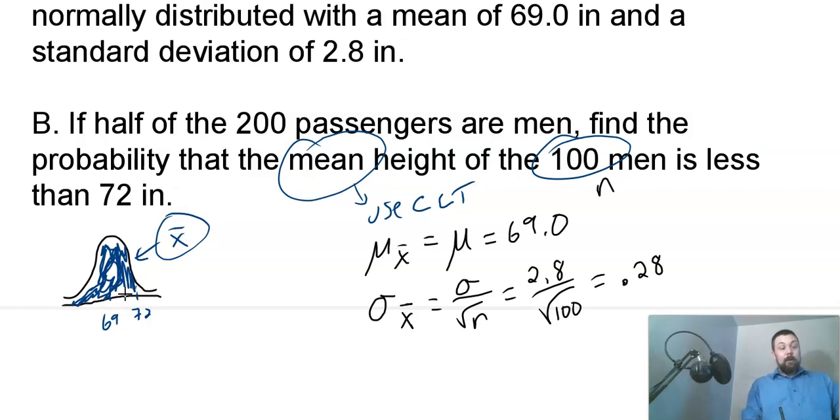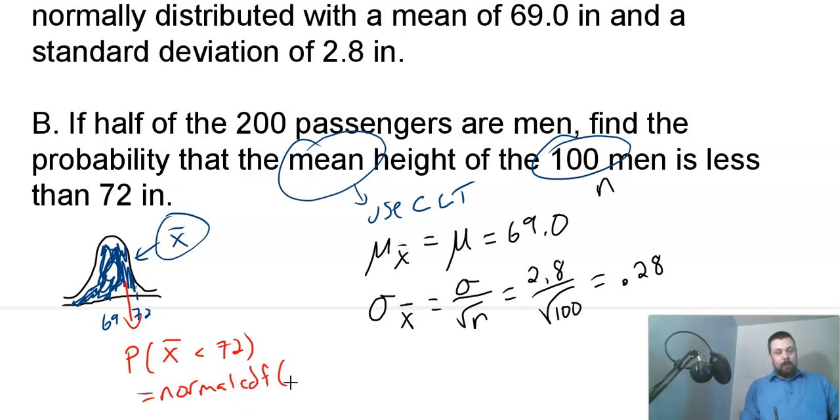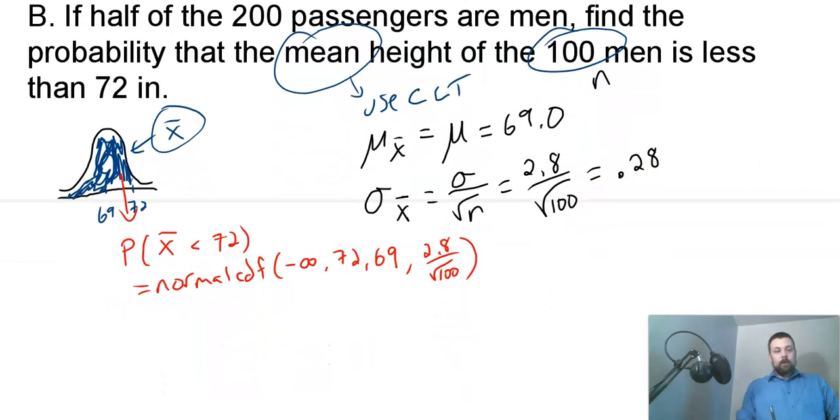All right, so we want to find this area. We'll do that by finding the probability that the mean, so x bar, is less than 72. That'll be that area, which we will find by doing normal CDF again. The lower bound is negative infinity. The upper bound is 72 again. The mean of the sample means is still 69, but the standard deviation of the sample means will be the original standard deviation of 2.8 divided by the square root of the sample size, which is 100. So we'll plug that into our calculator and we will get the result.